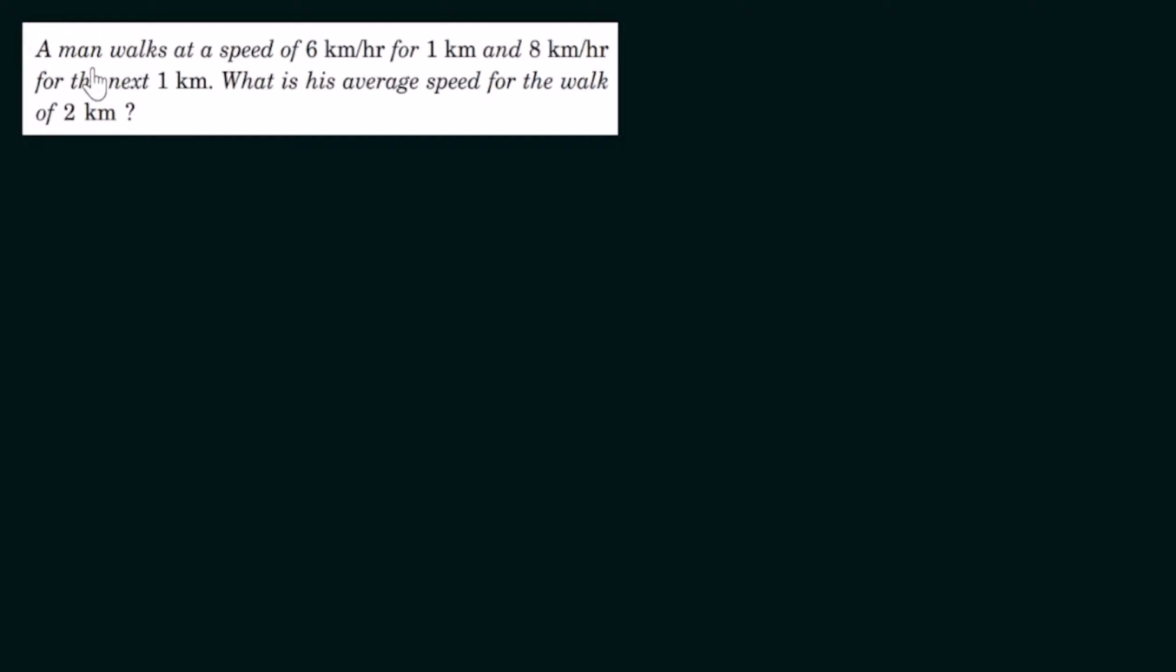The problem is like this: a man walks at a speed of 6 km per hour for 1 km and 8 km per hour for the next 1 km. What is his average speed for the walk of 2 km? This is 1 km. This is 1 km. And the speed here is 6 km per hour. The speed here is 8 km per hour.